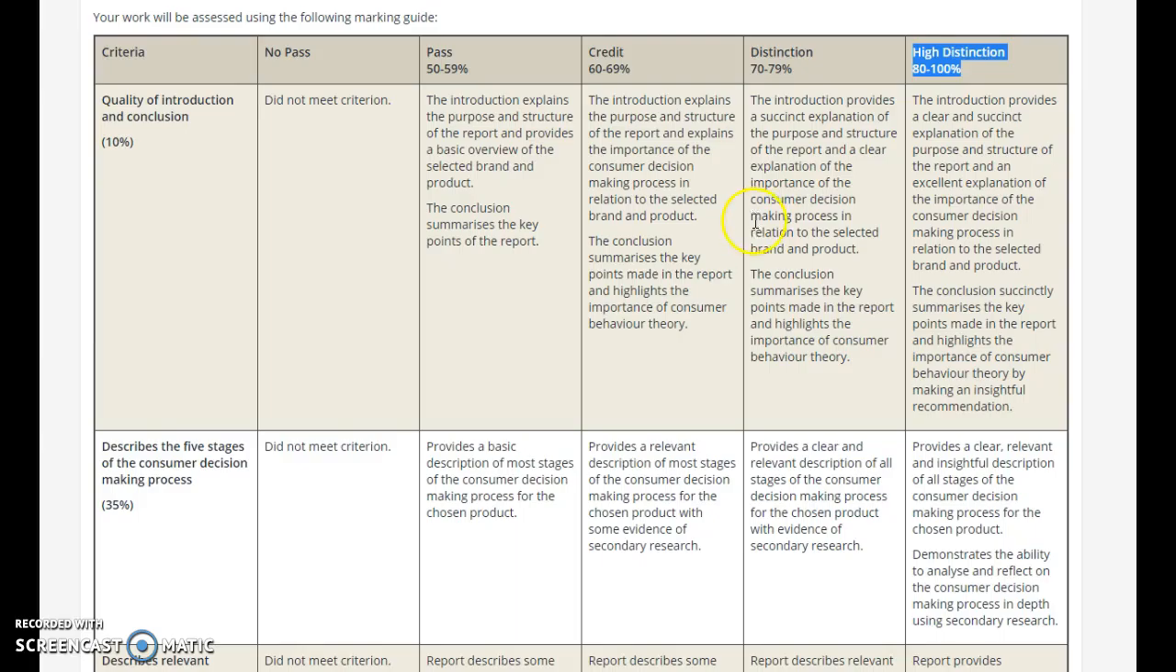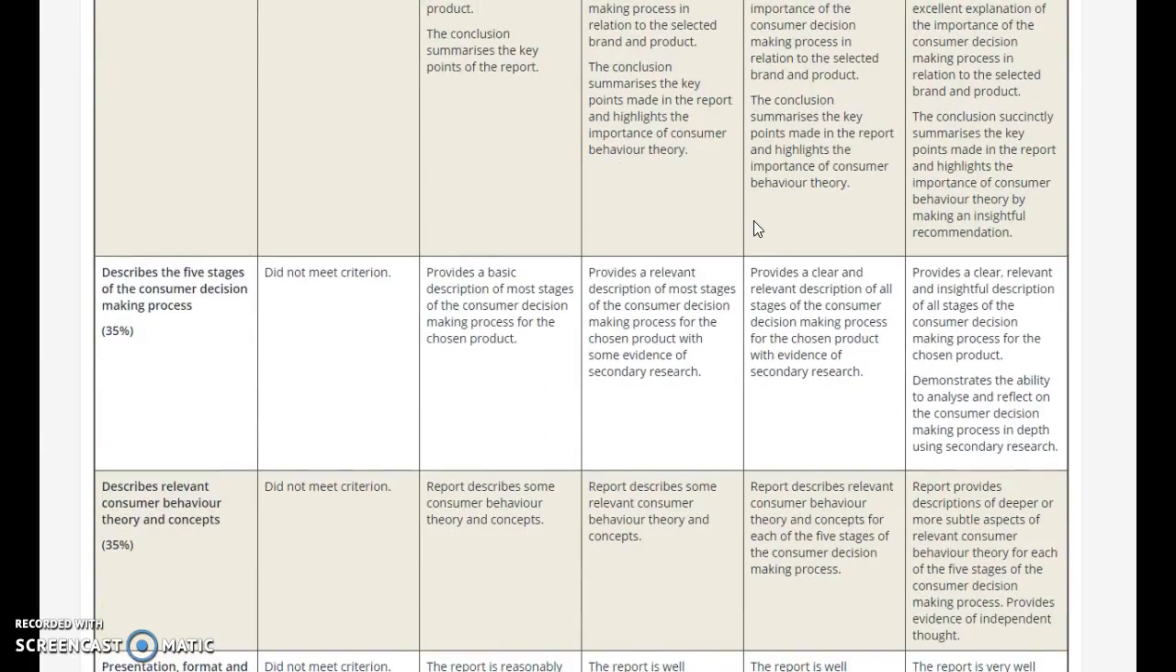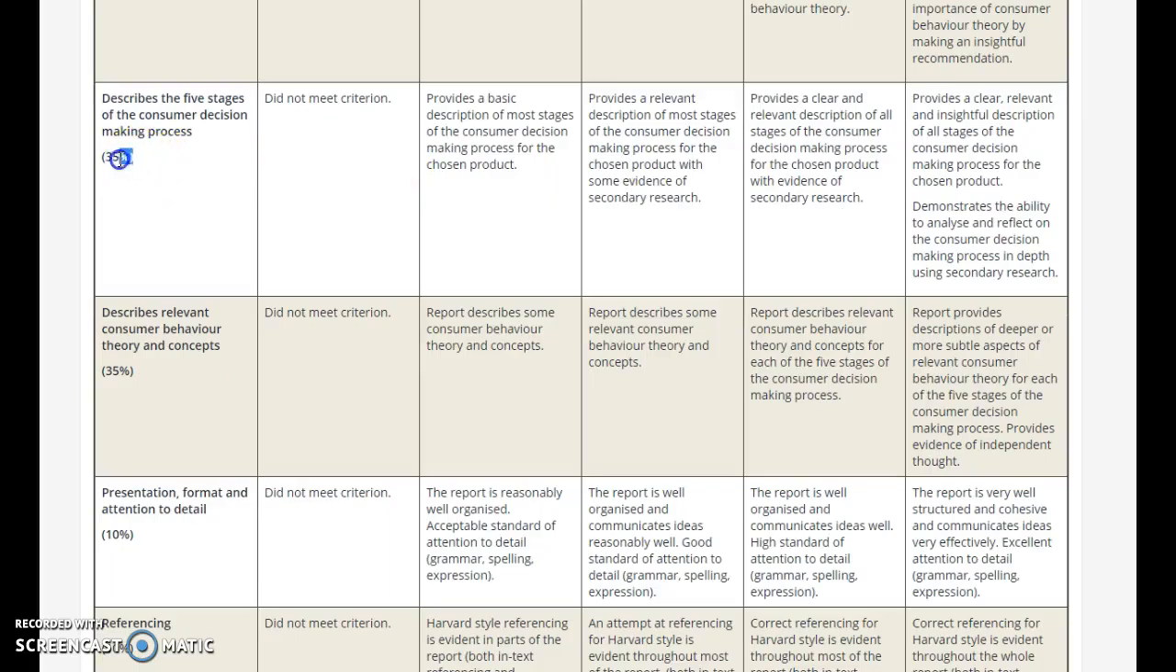So if we take this assessment 2, for example, you can see in the rubric that 35% of the mark is for describing the 5 stages of the consumer decision-making process. Another 35% is describing relevant consumer behaviour theories and concepts. So that's all up, straight up, 70%. You can see by looking at the rubric that that is where we want you to focus your attention. We want you to outline the 5 stages of the consumer decision-making process. Each stage you go through and you do that.